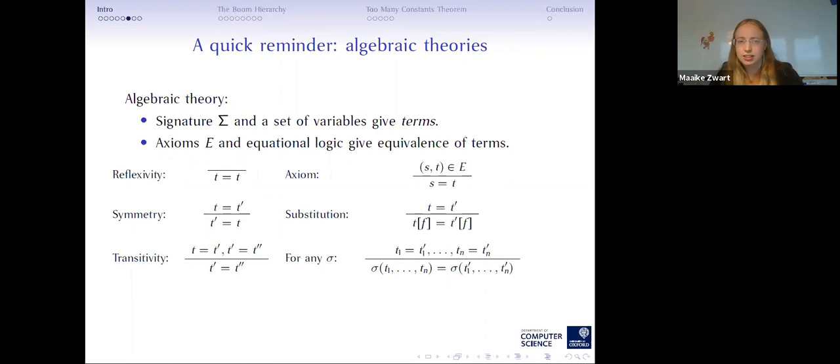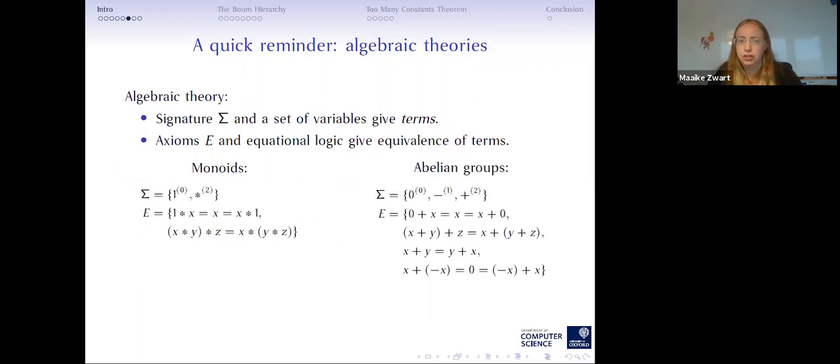An algebraic theory consists of a signature of operation symbols and a set of variables. And from these variables and operation symbols, you can build terms. And then you can reason about equivalence of terms using equational logic. And we also have some axioms that then define the theory. So good examples, well-known examples, are monoids and abelian groups.